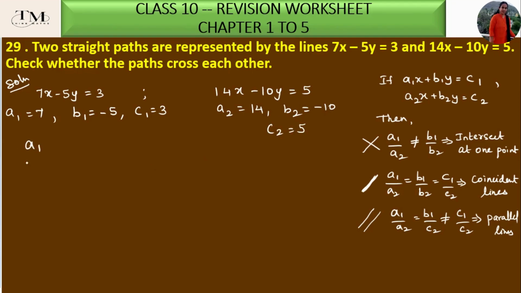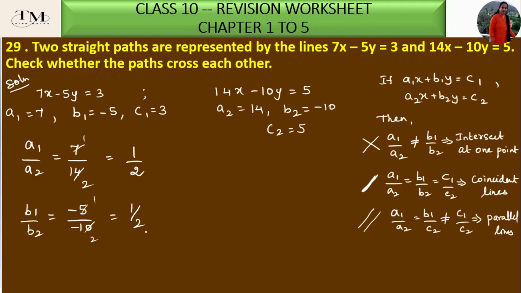Now let us check a1 by a2. a1 is 7, a2 is 14. So 1 7 is 7, 2 7s are 14. So the answer is 1 by 2. Next b1 by b2. b1 is minus 5, b2 is minus 10. The negatives get cancelled. 1 5 is 5 and 2 5s are 10. So we are getting 1 by 2. Next we can check c1 by c2. c1 is 3 and c2 is 5. So we are getting 3 by 5. We cannot simplify this further.